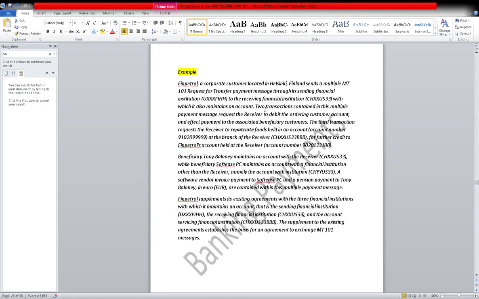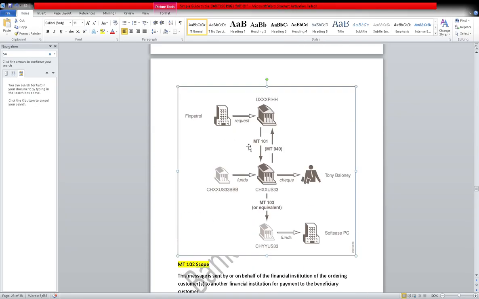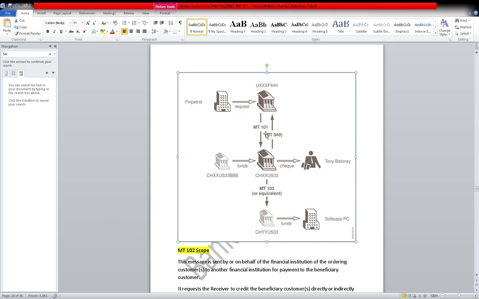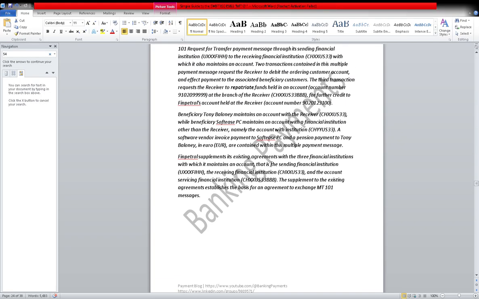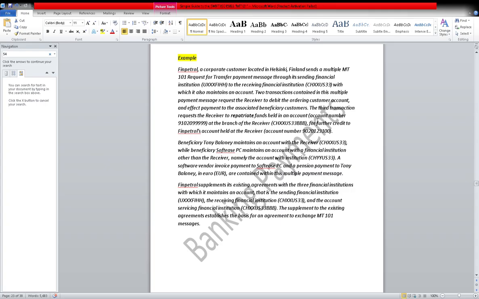The two transactions contain multiple payment message requests to debit the customer account and effect payment to the associated beneficiary customer. The third transaction requests to receive the repeated funds in the account. Third transaction means if MT101 is sent once, twice, now a third transaction is sent. I'm just reading it now.